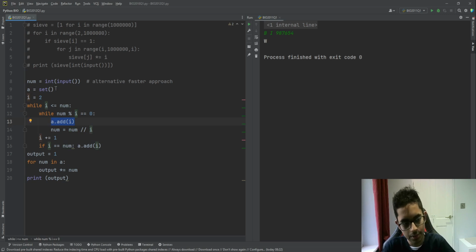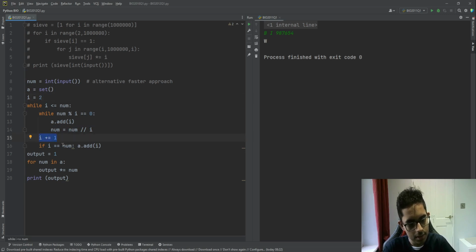This set is the unique prime factors set, and then we are dividing the number by I, and then we're reiterating. We continue this until the number is no longer divisible by I. After this, we increment our iteration counter. So just how we did in the example, we went from 2 and now we're going on to 3.